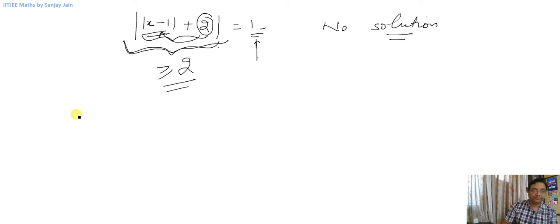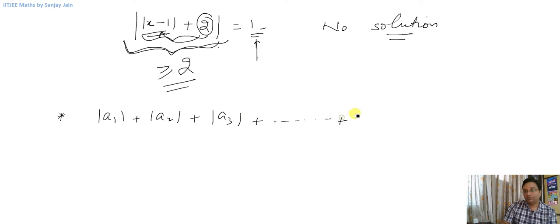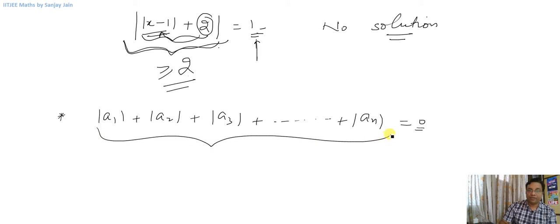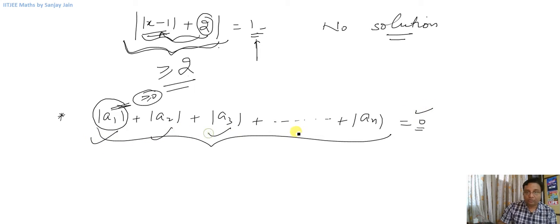So if I write a question like this, let us say mod of a1 plus mod of a2 plus mod of a3 and so on plus mod of an equal to 0. Now you see, right hand side is 0, and for the left hand side to be 0, every term of the left hand side is greater than or equal to 0. It has to be non-negative. So for the right hand side to be 0, every term here should be 0 independently.